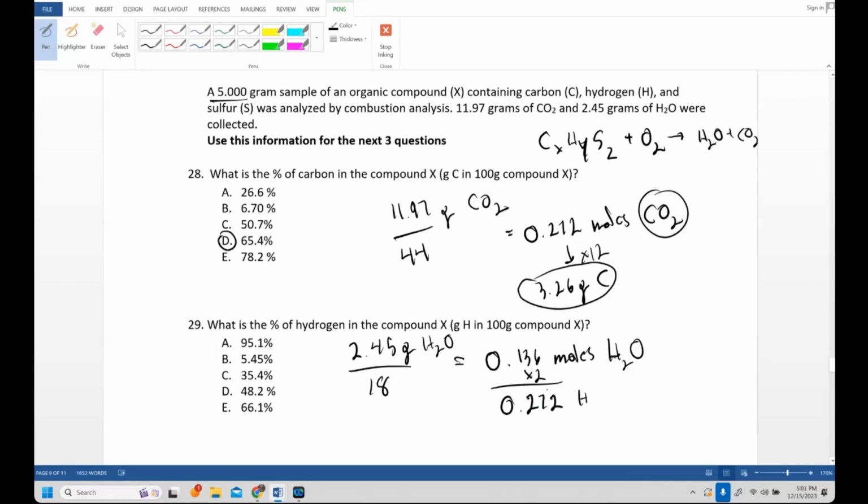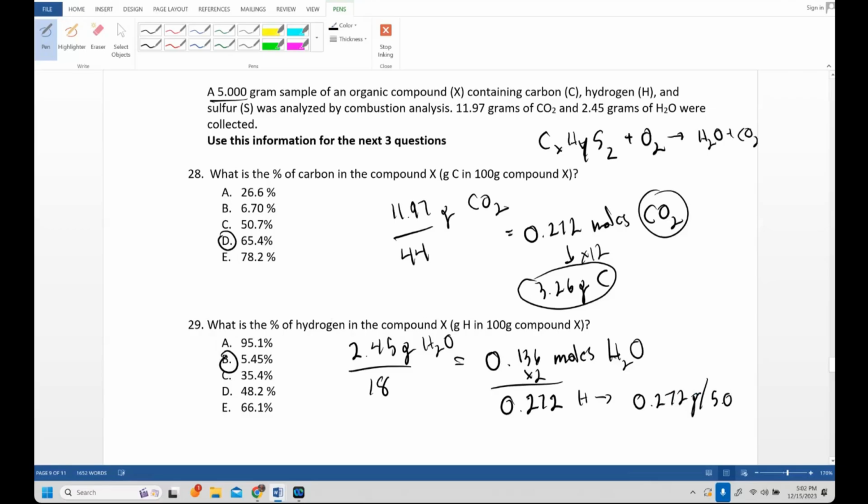So now from this, we can multiply it by the molar mass of hydrogen, which is about 1. So we can say we have 0.272 grams. Take this 0.272 grams, divide it by the total grams of the sample, which is 5, and we get 5.4%. So that would be B.